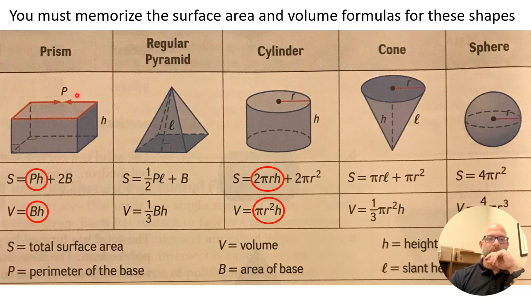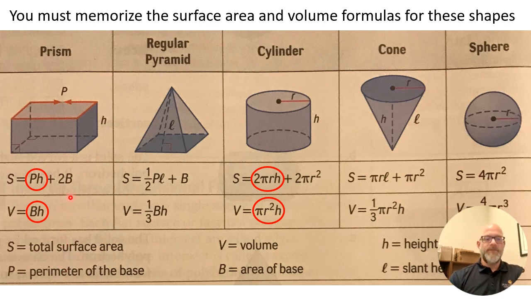And multiply that perimeter times the height, we're going to sweep out all of this area, all of the surface area. The only thing that we won't have swept out is the area of the top base and the bottom base. That's why you have 2B. 2B is 2 times the area of the base.